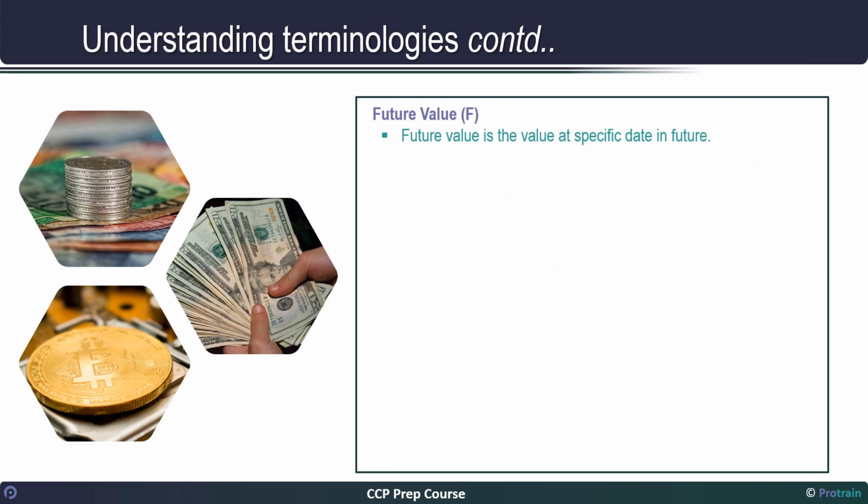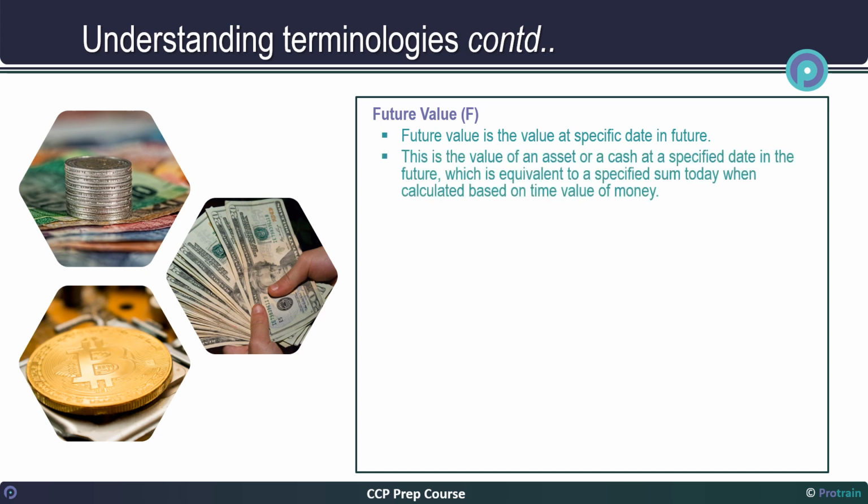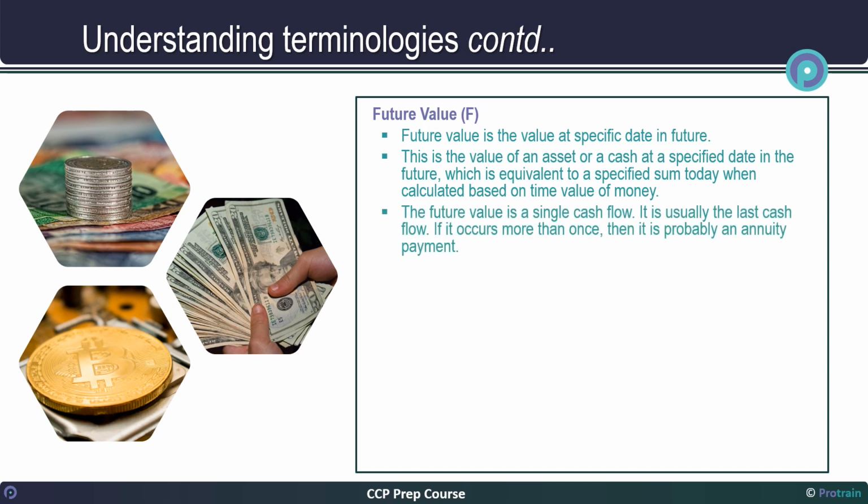Future value is the value at a specific date in future. This is the value of an asset, or cash at a specified date in the future, which is equivalent to a specified sum today when calculated based on time value of money. The future value is a single cash flow. It is usually the last cash flow. If it occurs more than once, then it is probably an annuity payment. This is also called future worth, FW.